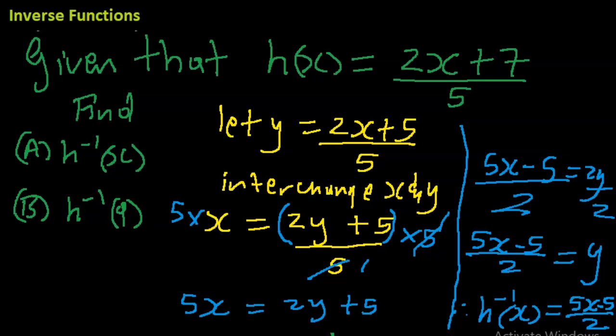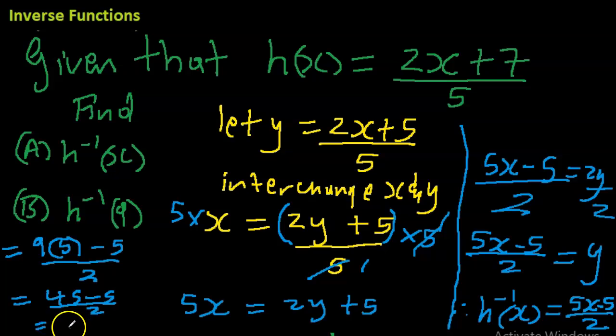So that's part A. Part B now was to find h inverse 9. So here's h inverse. So h inverse 9 means to replace the x value with 9. So 5x becomes 5 times 9, and then you have a minus 5 over 2. Right? 9 times 5 is 45. 45 minus 5, so it's 45 minus 5 over 2. 45 minus 5 is 50. 50 divided by 2, that's 25. So the solution for part B is 25.